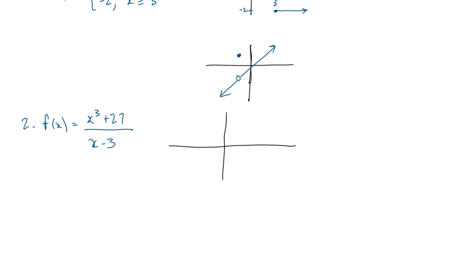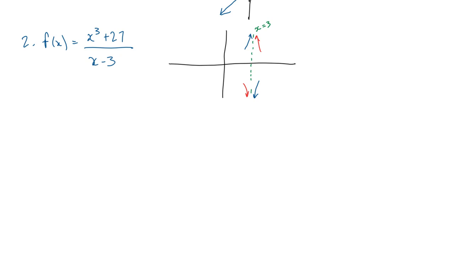So this looks like it has a vertical asymptote at x equals 3. And it's going to look like that, or like that. Okay, something like that. Vertical asymptote. Not continuous at that point. Simple so far, I think, right?